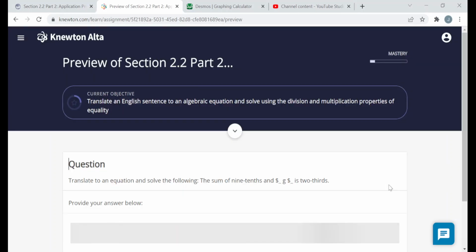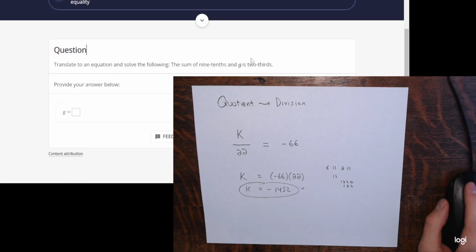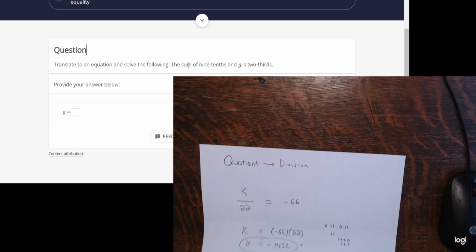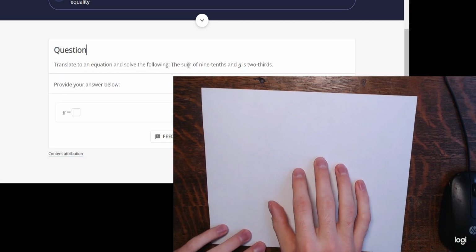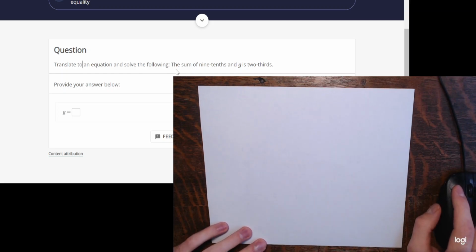Alright, the next question. Still in the same objective here. Alright, so here we go. Let me just do the same thing as last time, where you can see the sentence and my paper. And we're asked to translate and solve the following.